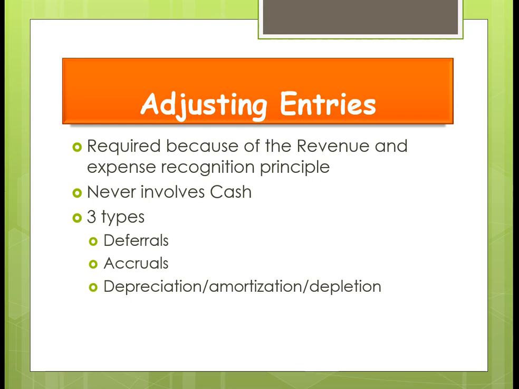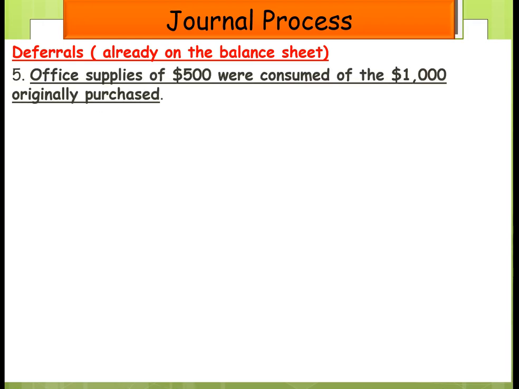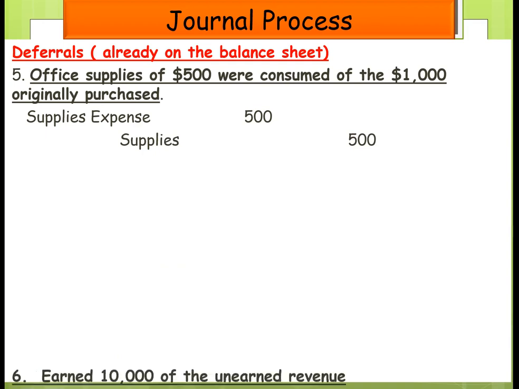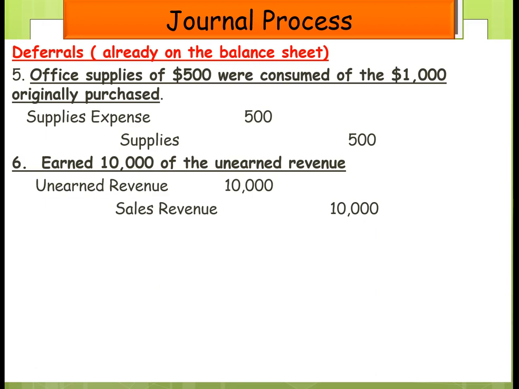So first we'll take a look at deferrals. These are already on the balance sheet, and we're going to transfer amounts to the income statement. So office supplies of $500 were consumed of the $1,000 originally purchased. So we're going to book it as an expense and take it out of supplies. Notice, no cash. Next, we earned $10,000 of the unearned revenue. We're going to take it out of unearned revenue, which is on the balance sheet, and put it on the income statement as sales revenue.